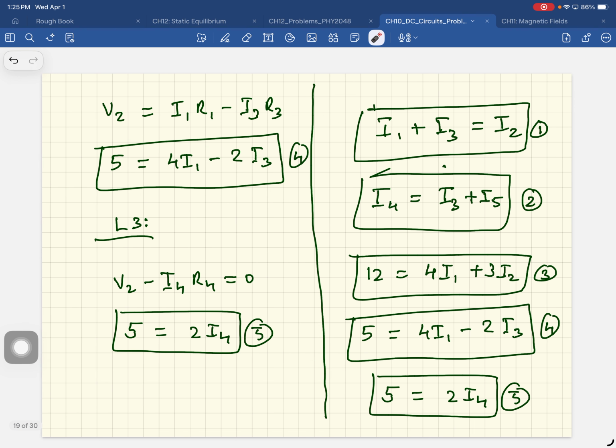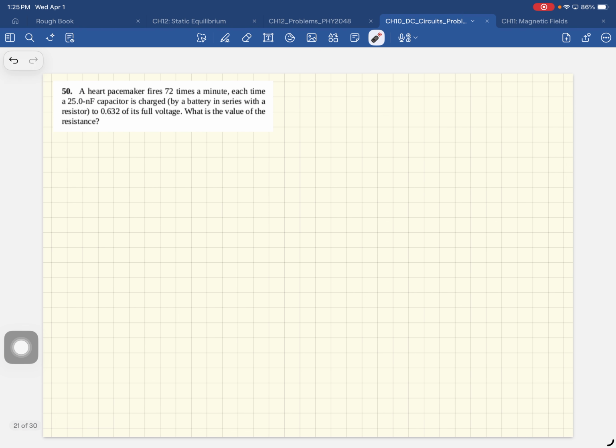All right, so we saw how to set up equations. Now we'll do RC circuits.